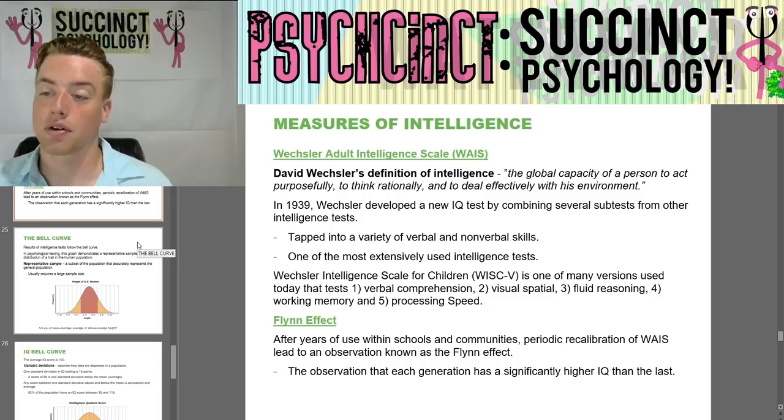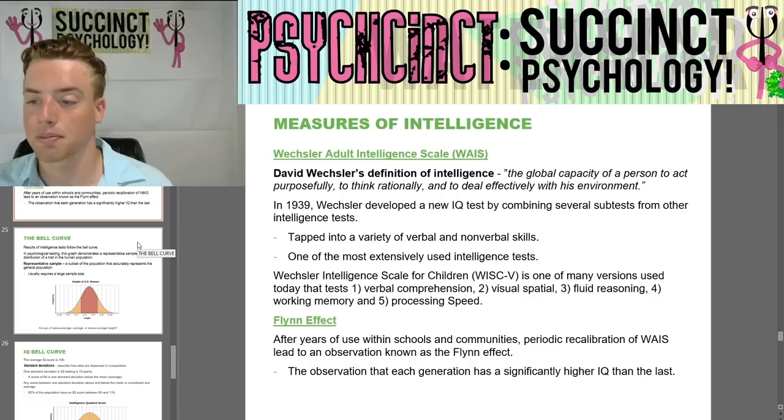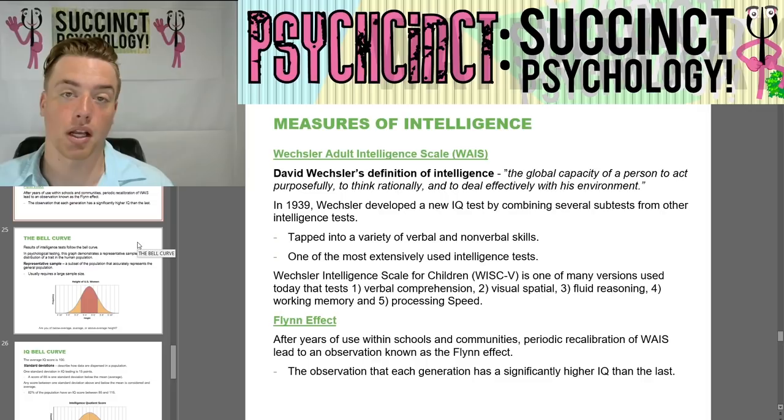In 1939, Wechsler developed a new IQ test by combining several subtests from other intelligence tests. It tapped into a variety of verbal and nonverbal skills and is one of the most extensively used intelligence tests. Now, Wechsler Intelligence Scale for Children, or the WISC-5, is one of many versions used today that test 1, verbal comprehension, 2, visual spatial, 3, fluid reasoning, 4, working memory, and 5, processing speed.